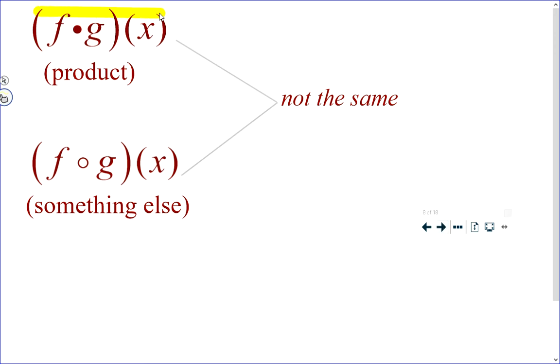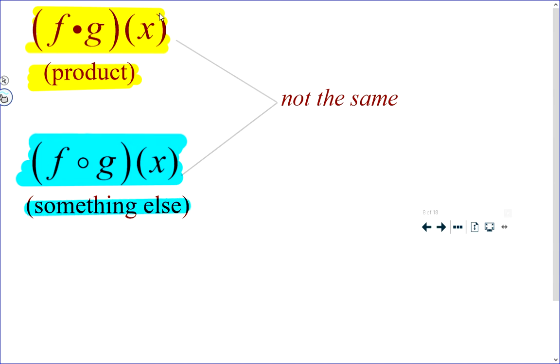So you need to know that this is what f times g of x looks like when you write it. This, on the other hand, does not mean product. It means something different. We'll learn about it later in detail. Just so you know, it's called a composition. Don't worry about what that means, but you're going to see that word again, composition. So the bottom line is it means something other than a product. Those two things are different.